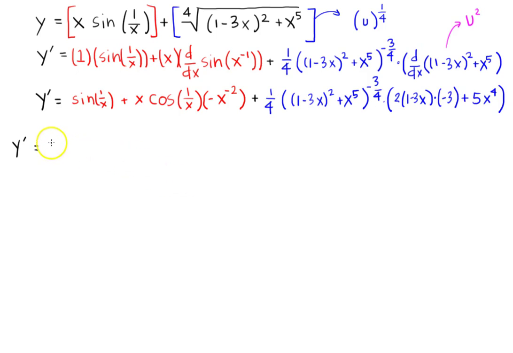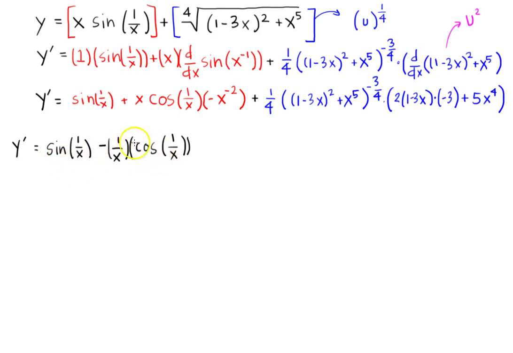Okay, so let's simplify. First off, we got sine of 1 over x. Well, that didn't really get simplified. What about this one? Let's erase this. That's not a positive because I got a negative here. Now, x to the negative 2 is 1 over x squared. So x over x squared is just 1 over x. That's all that I'm going to be left with: 1 over x times cosine of 1 over x. Okay, that's a little cleaner.